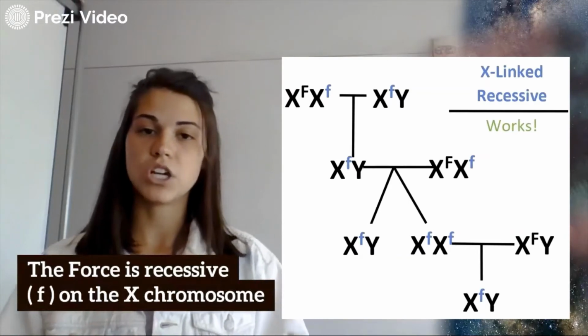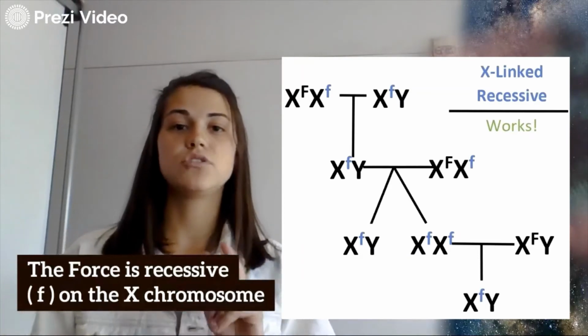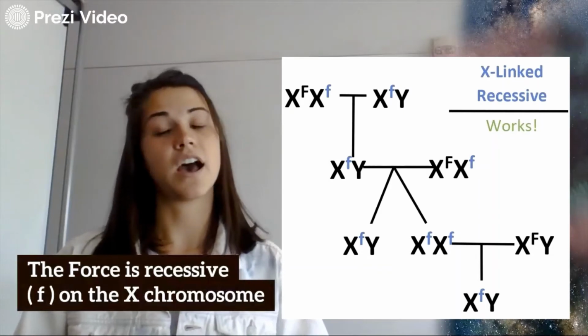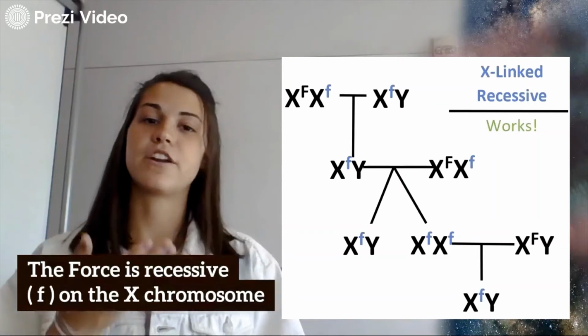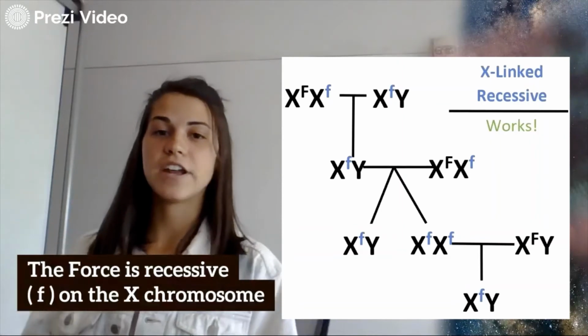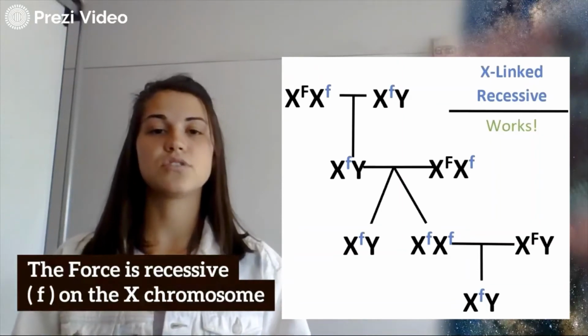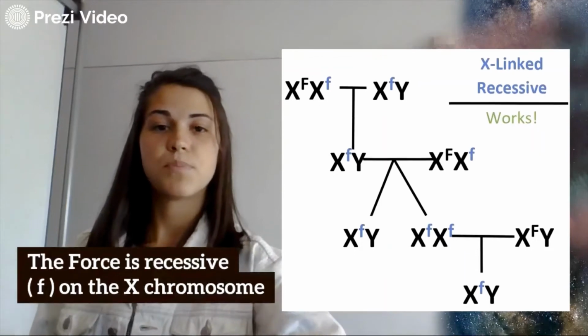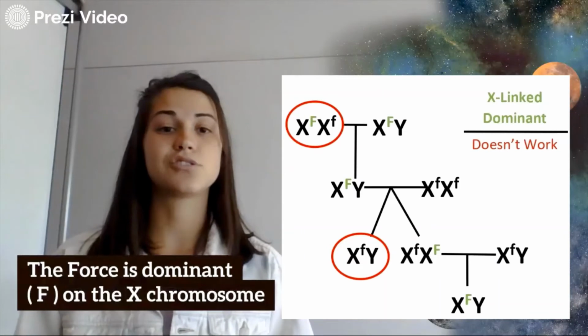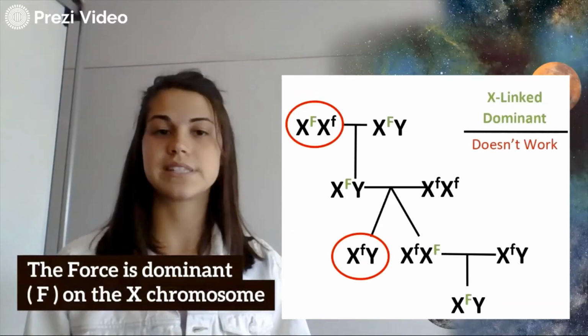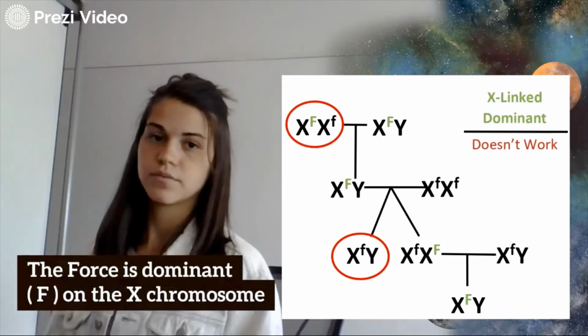So the Force in this one here will be the little f, and you must have 2 little f's to make it work, or 1 if you're male. So if we check this pattern of inheritance out, we see that it checks out on everyone who has the Force has it, and those who do not, do not. But if we continue on to X-linked dominant, we see that there's 2 mishaps for this to work, so it does not check out and agree with our pedigree.